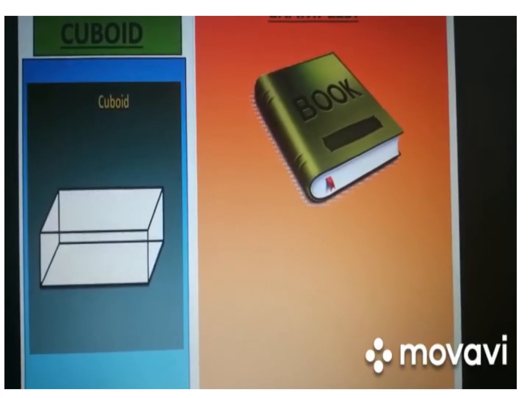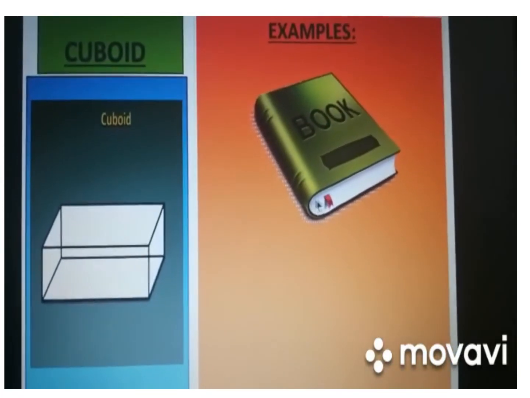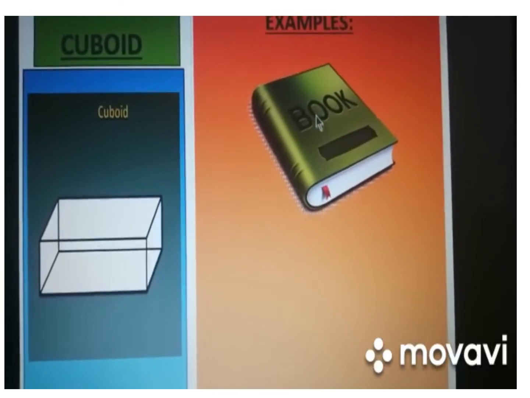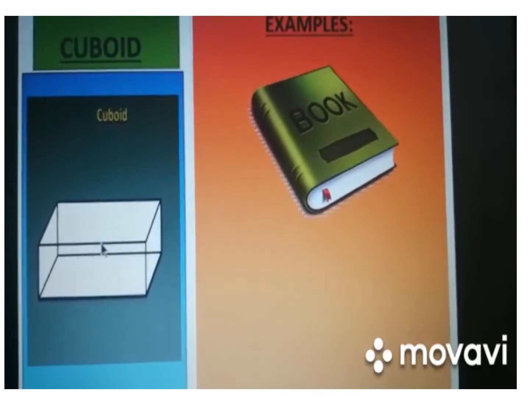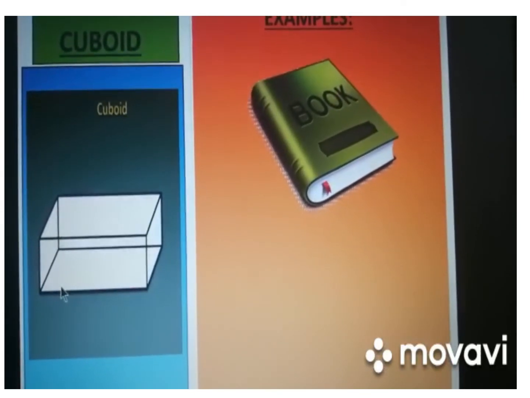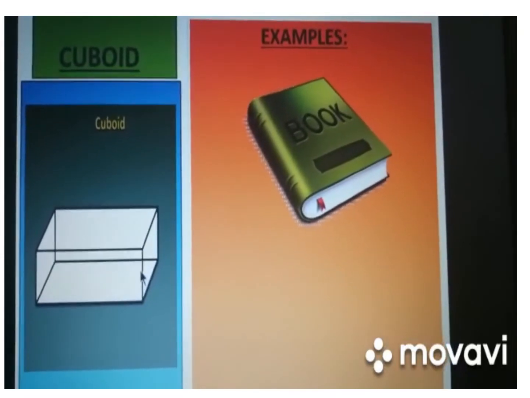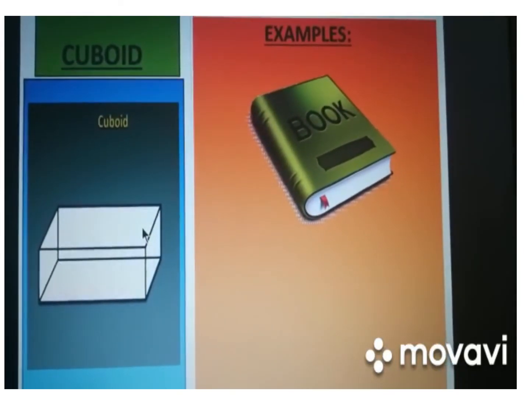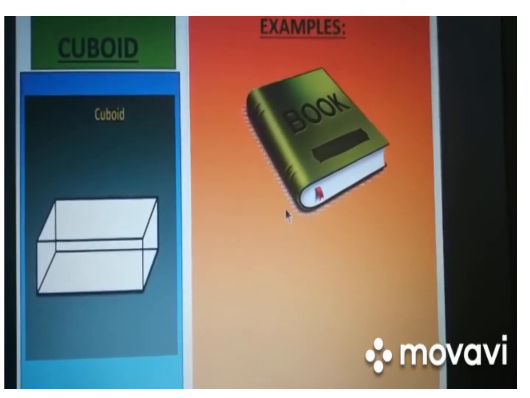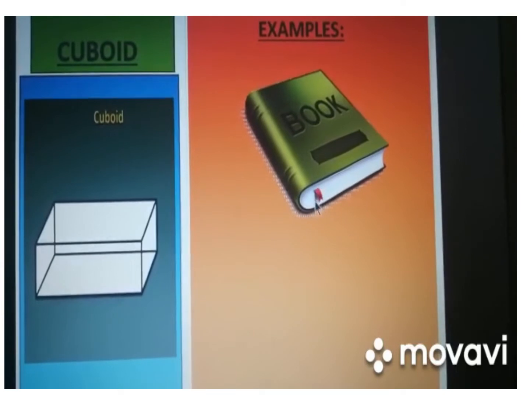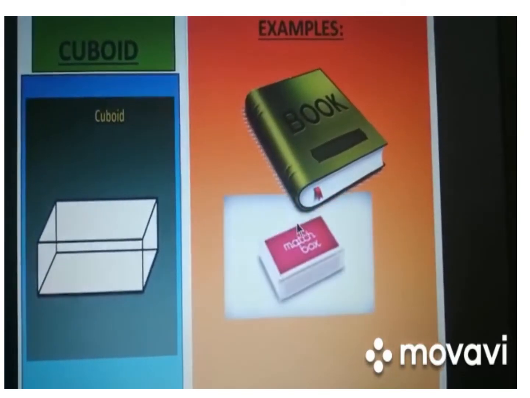Wow, this is so beautiful. See, what is this? This is a book, isn't it? It's the same as a rectangle shape, so it makes a cuboid. How is it a cuboid? Because it has length, it has breadth, but it has height also. That makes the difference between 2D and 3D shapes. So this is a cuboid type book.